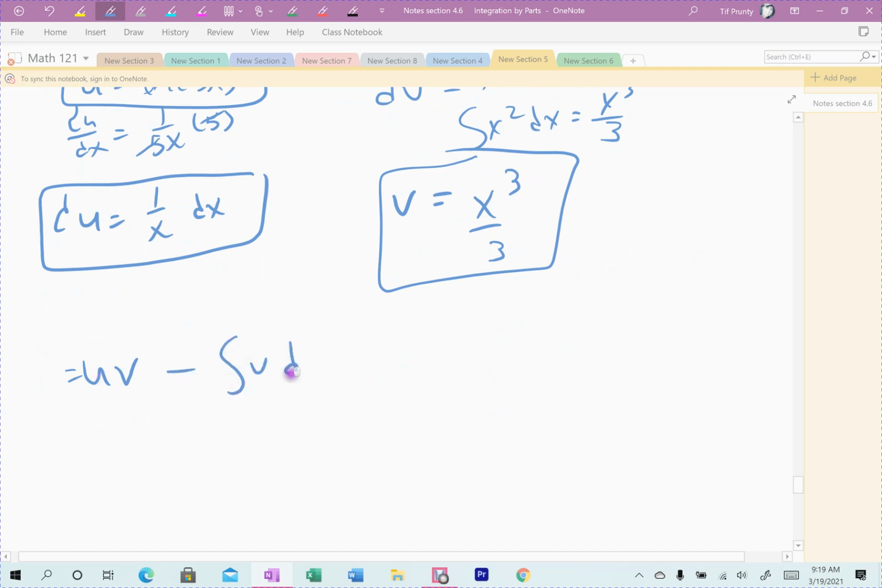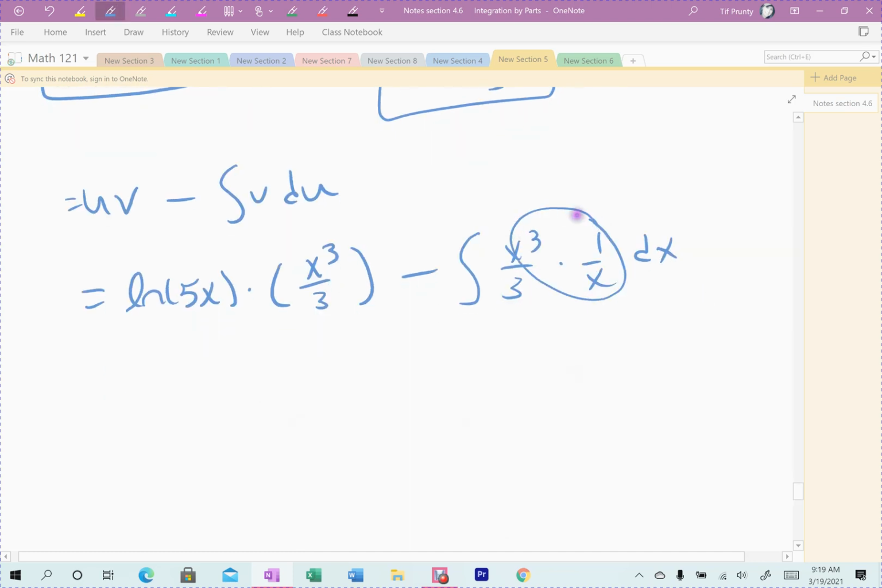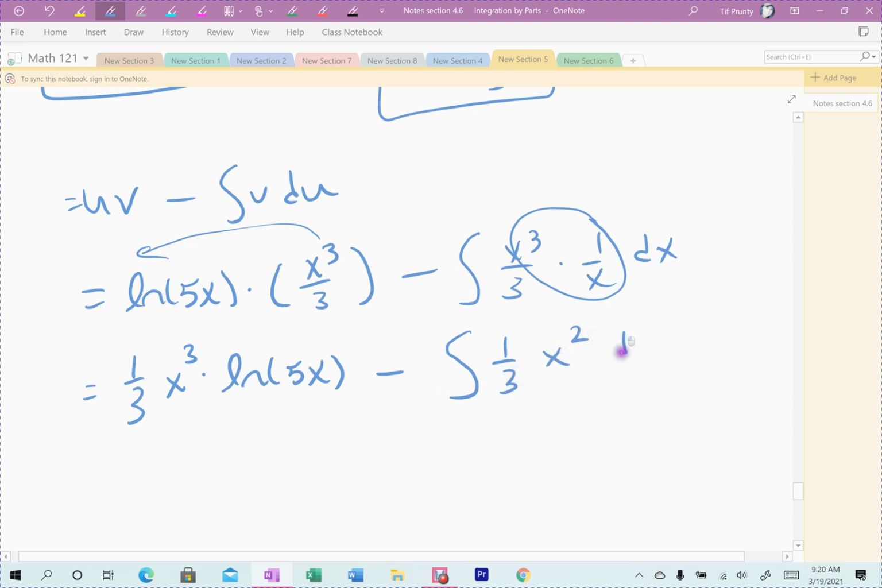uv minus v du. U was the natural log of 5x, so ln of 5x, times v, which was x cubed divided by 3, minus v, x cubed divided by 3, times 1 over x dx. Again, don't forget the 1 over x. I'm actually going to rewrite this as well. I'm going to move that to the front. I'm going to make this 1/3 x cubed times the natural log of 5x minus the integration of 1/3 x to the second dx.